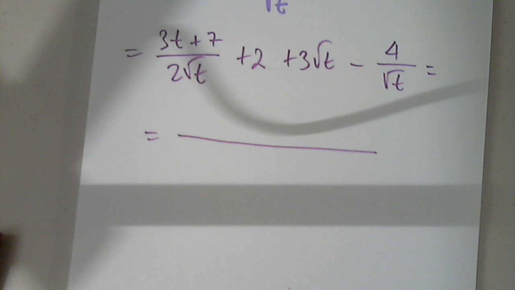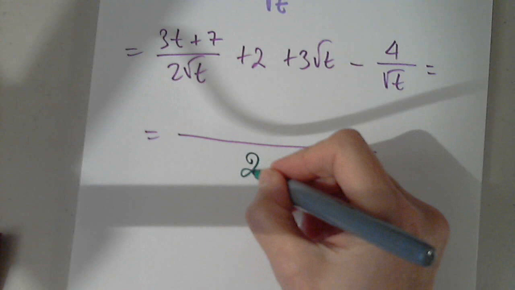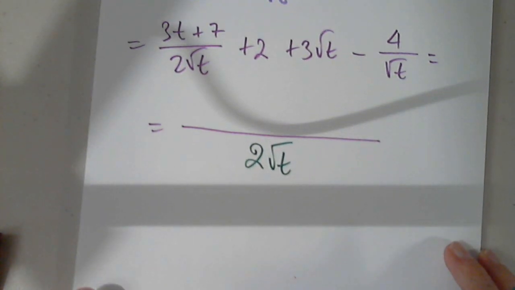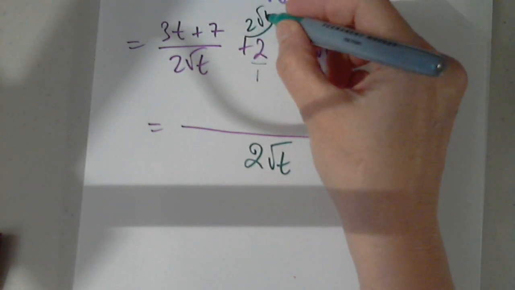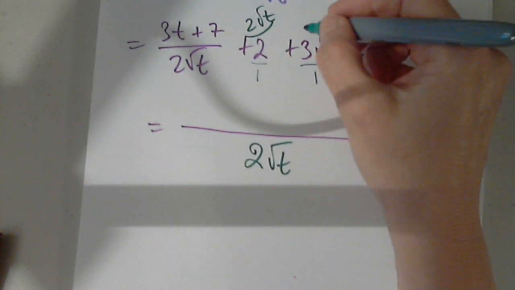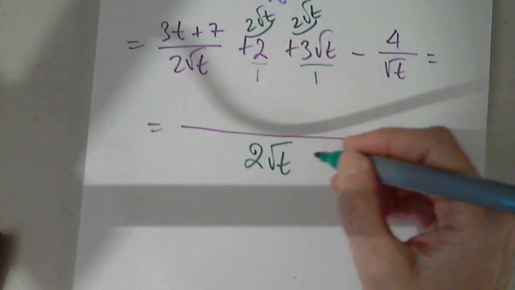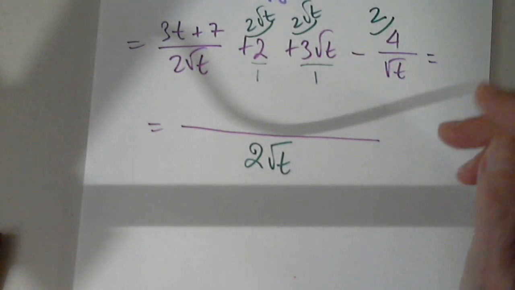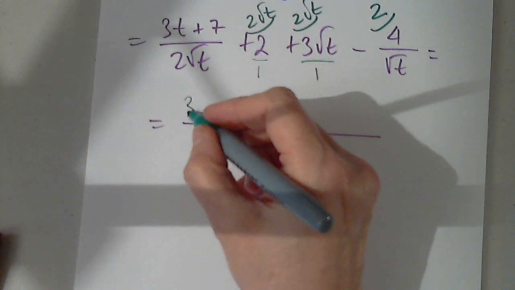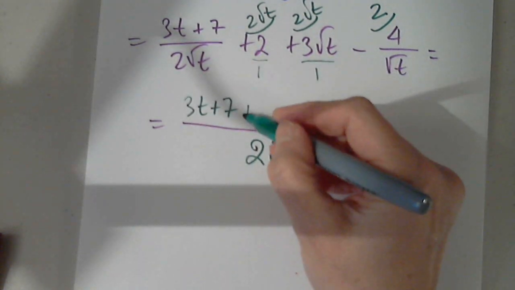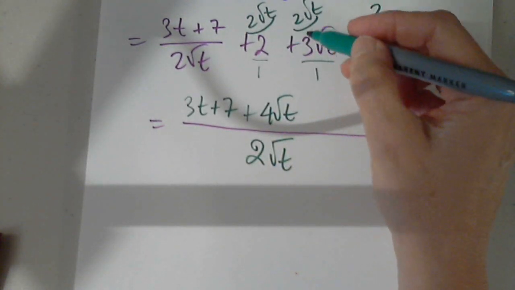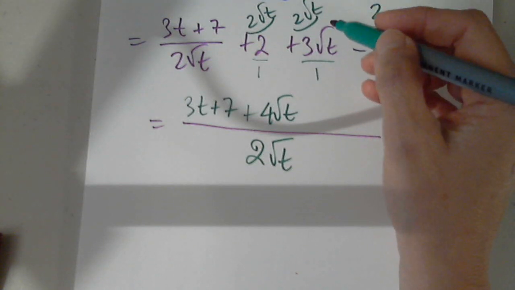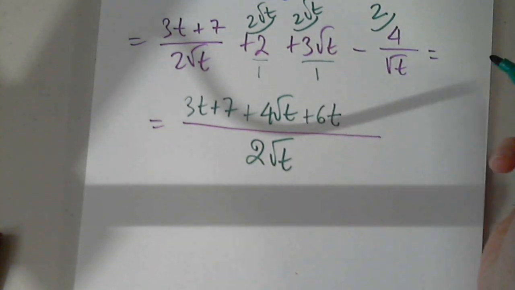What do you think? Well, the least common denominator is 2 the square root of t. There is nothing else. This is the same. This is over 1, so it needs a 2 the square root of t. This is over 1, so it needs a 2 the square root of t. This is over the square root of t, so it only needs a 2. Copy 3t plus 7 plus this product, 4 the square root of t. This product, 2 times 3 is 6, but these two, when I multiply them, I get a t. So plus 6t and minus 8.